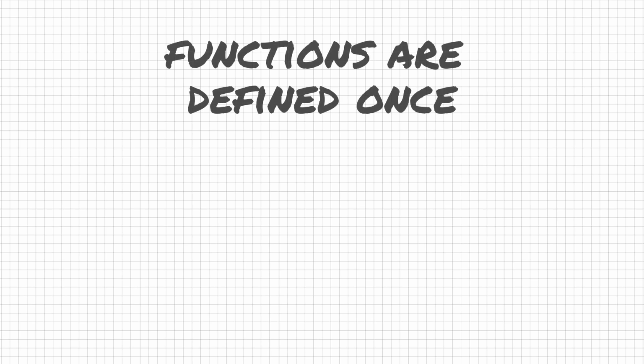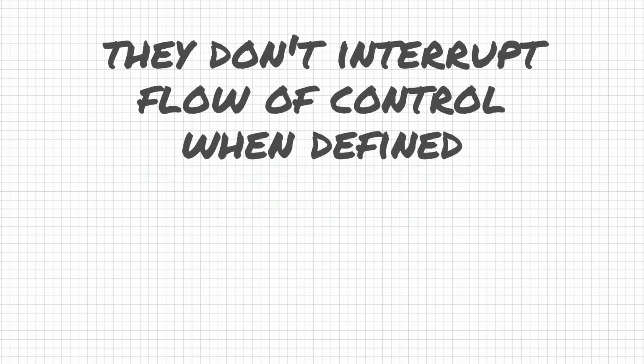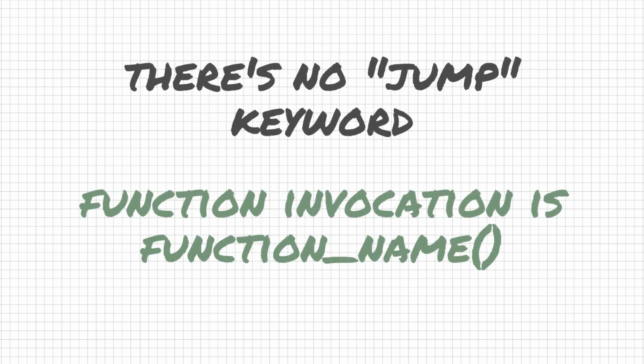Functions are interesting because they're defined once, sometimes by you, sometimes they're part of the language, and sometimes they're in a library you're using, but then they can be invoked whenever they're needed in the code. They don't interrupt the flow of control when they're defined. They interrupt the flow of control when they're invoked. There isn't a special jump keyword. It just looks like a name followed by parentheses, and yet control is about to move somewhere entirely different. The name of the function followed by parentheses is used, and control jumps to that code.